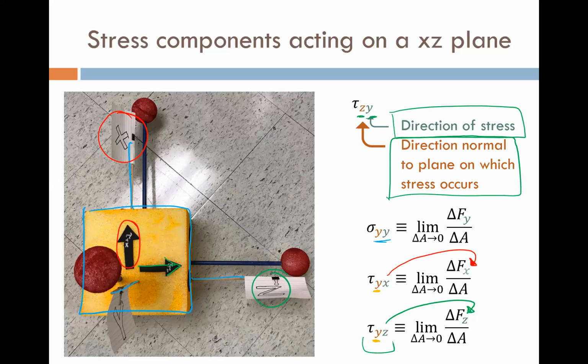Now, when the two subscripts are the same, for example, sigma yy, we oftentimes will leave one of those off and simply say sigma y, because sigma is a normal stress, so the normal direction and the force direction will be the same. So if you just see sigma y, you know that that is the same as sigma yy. When it's a shear stress, we always need both subscripts so that we know which face we're looking at and which direction we're looking at.